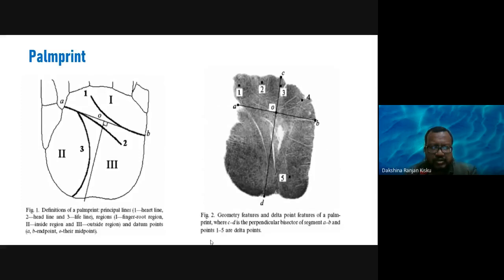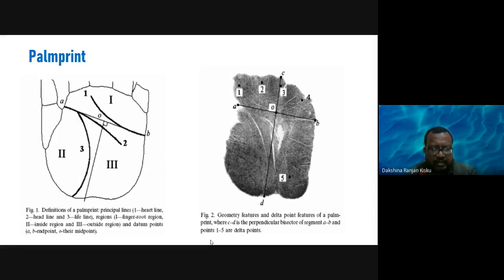So here we can see two different images where the principal lines are observed. Okay, so here the first principal line, which is marked by 1, is called the heart line. The second principal line, which is marked by 2, is called the head line, and the third principal line, which is marked by 3, is called the lifeline.